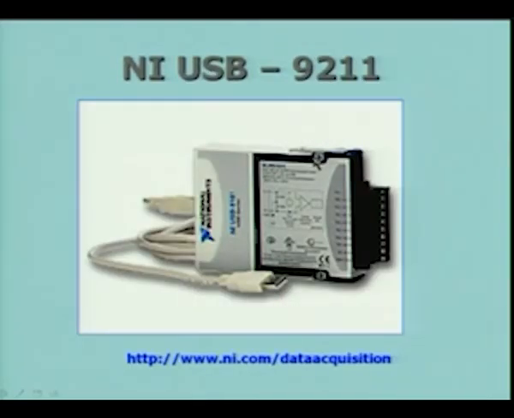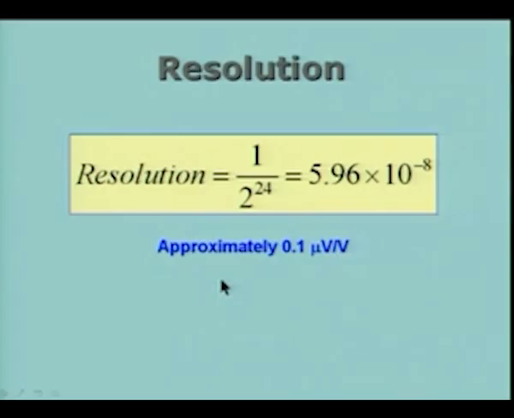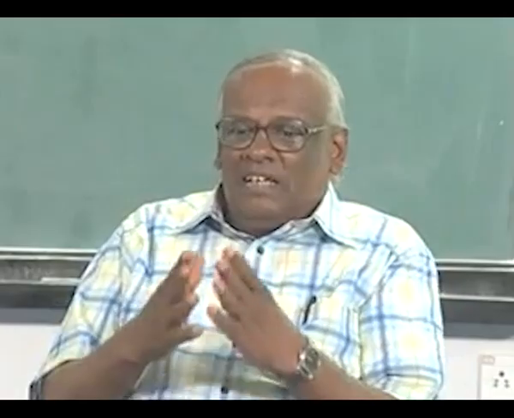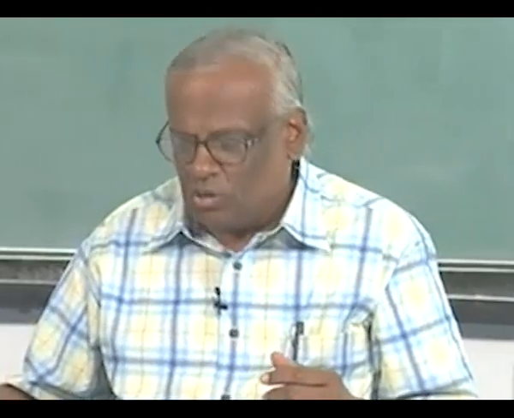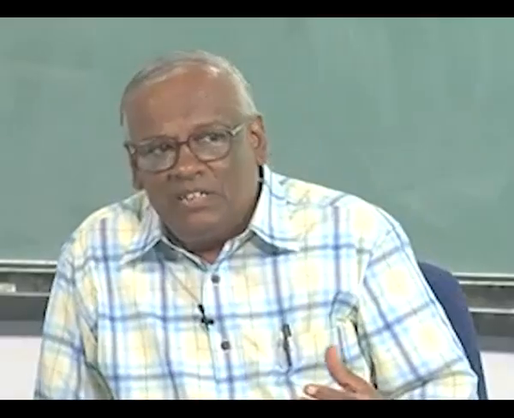For the other one they have a slightly different version, and the software is also supplied by the National Instruments. So, just to see the resolution we are talking about, a resolution of 1 over 2 to the power 24 is 5.96 times 10 to the minus 8, approximately 0.1 microvolts per volt. So, you see that we are now talking about measuring very small voltage levels. Obviously, the instrument which I just now showed must have its own amplification, it must have its own manipulation.